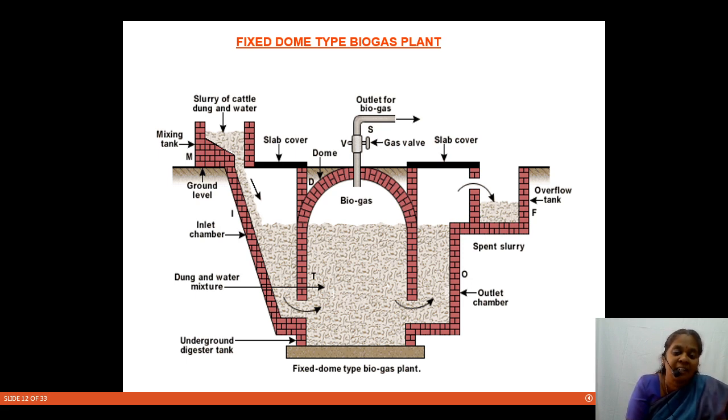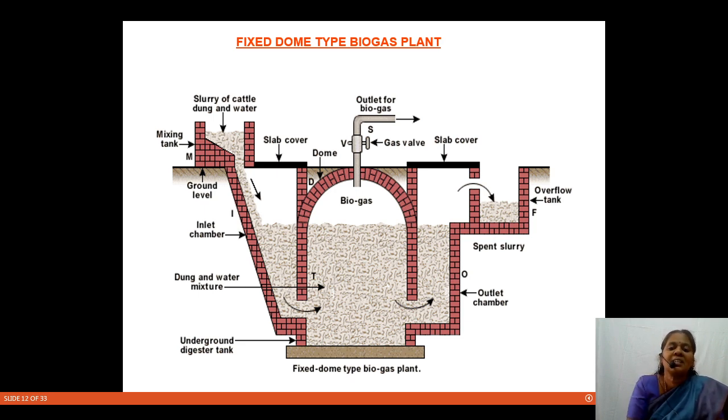Then the waste slurry, the slurry which is left in the digester, remains there. The slurry left behind is rich in nitrogen and phosphorus, which can be used as manure for crops. It is automatically pushed up into the outlet tank, and from that outlet tank it is collected. That collected slurry, rich in nitrogen and phosphorus, can be used as manure for cropping purposes. Okay, children.